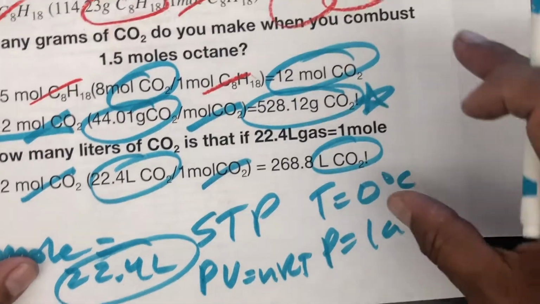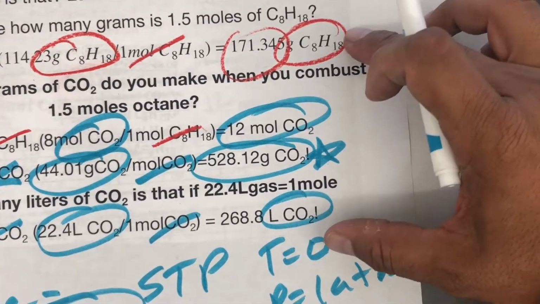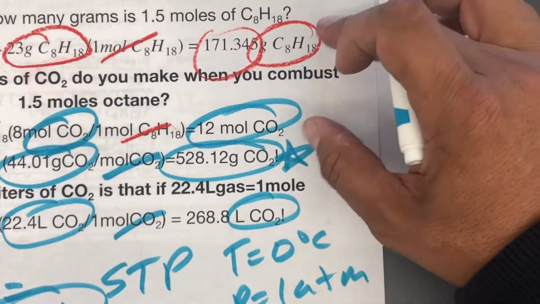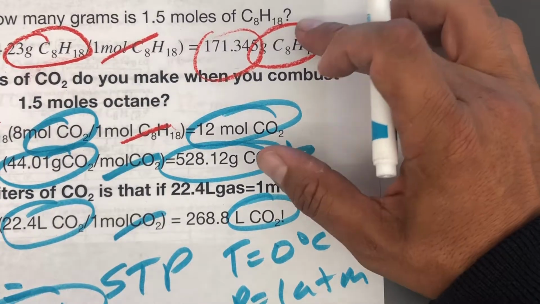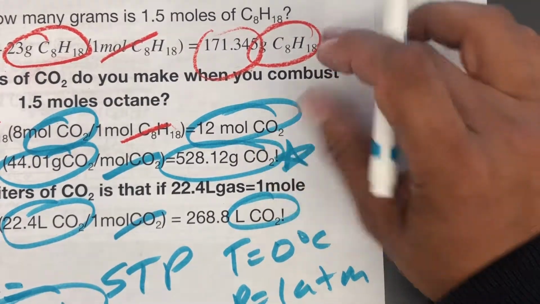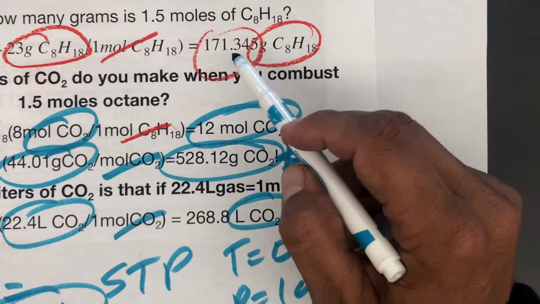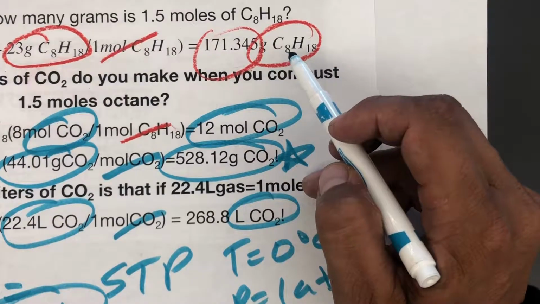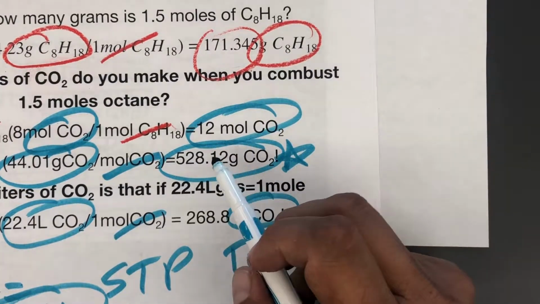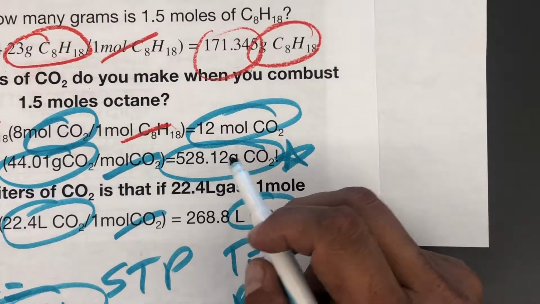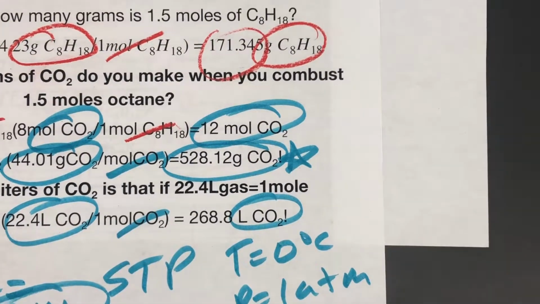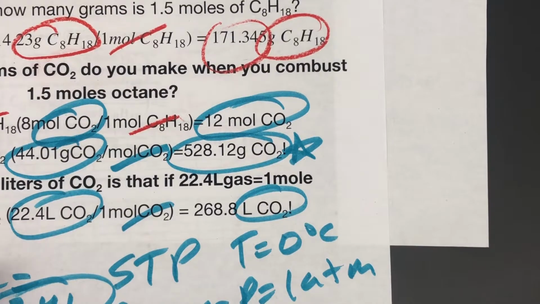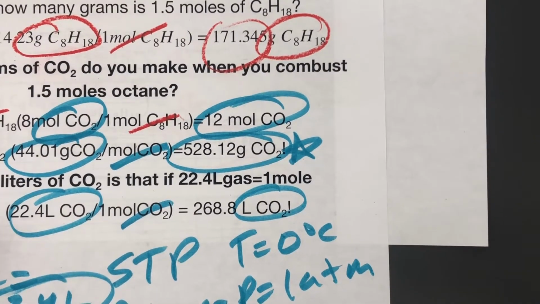So you could actually create a ratio of grams of gasoline to liters of CO2, or grams of gas to grams of CO2. Look at this. For every 171.345 grams of C8H18 or octane, you get almost around 3 times as much mass of CO2. That's because it's adding up with oxygen. So this is the problem, folks, with combustion.